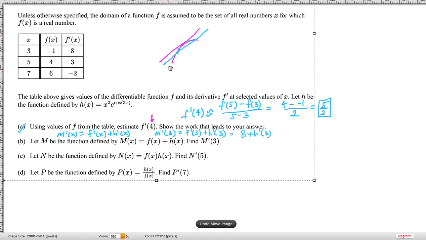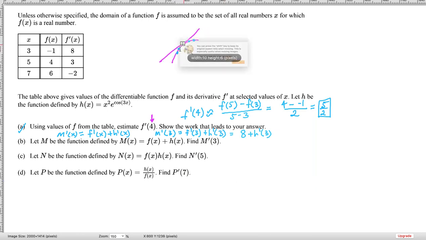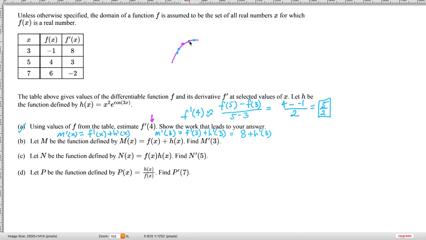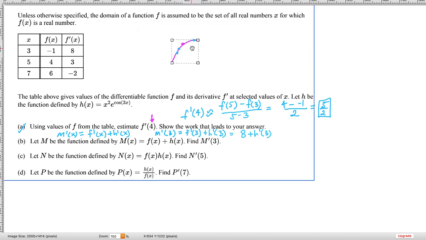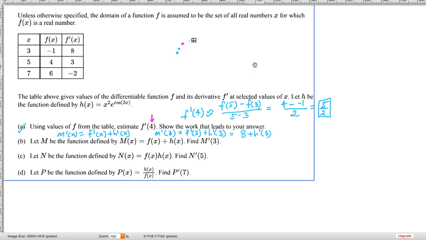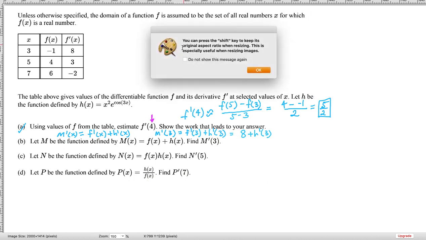Yikes. I don't want to do that. Okay. Let's see if I can do this. Oh, okay, I'll be able to do it. I can do that. There we go. No? I want to get this out of the way so I have some space. Why does it do that? I should probably read it, right? You can use the shift key. Okay, do not show this message again. There we go.